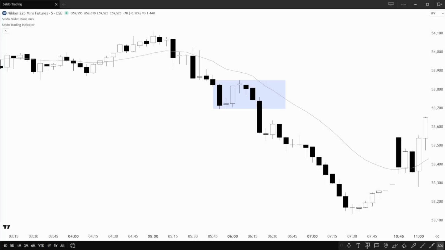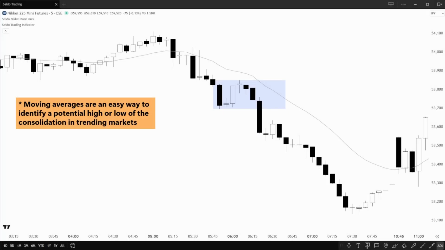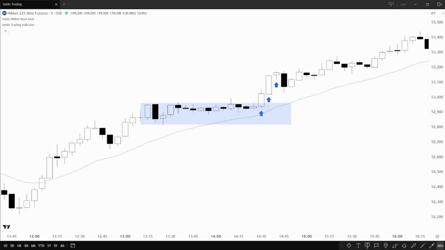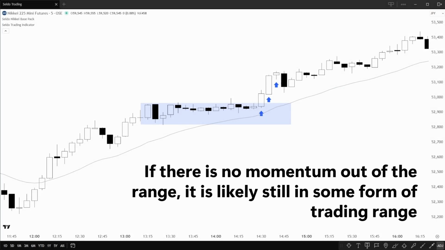In a bearish context, after momentum to the downside, traders are looking to sell toward the high of the range. In a bullish context, after momentum to the upside, traders are looking to buy toward the low of the consolidation range. Consolidation patterns are broken when price moves with momentum out of them.